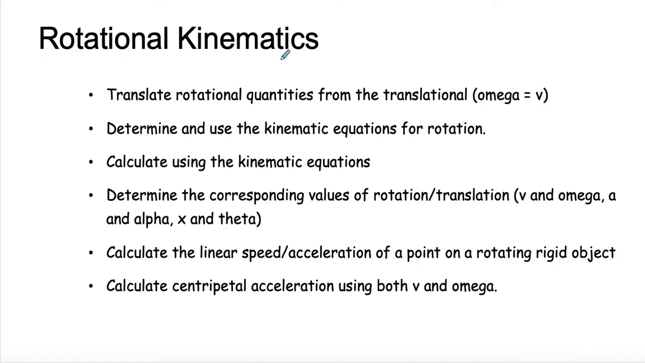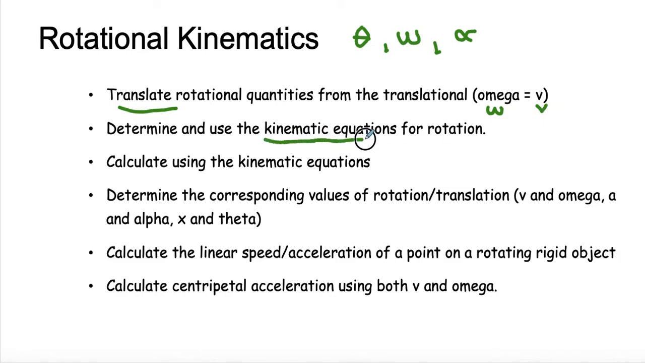Next is rotational kinematics. So this is motion. We now have our three motion parameters: theta, omega, and alpha. Theta is rotational position, omega is rotational speed, and alpha is rotational acceleration. So you first of all need to be able to translate between those things. For example, omega is rotational speed, velocity is translational speed. So you need to be able to do all those translations between those different quantities.